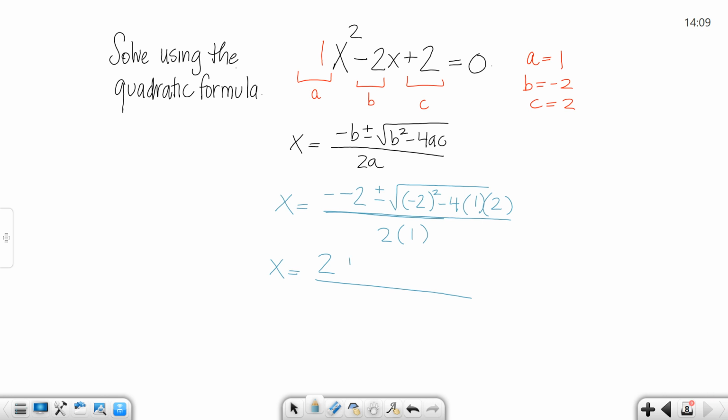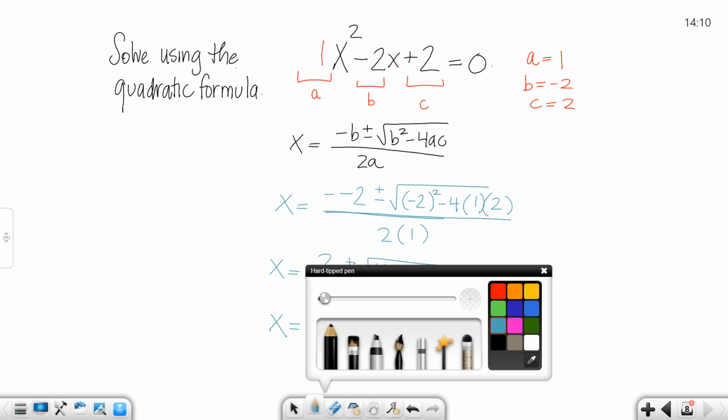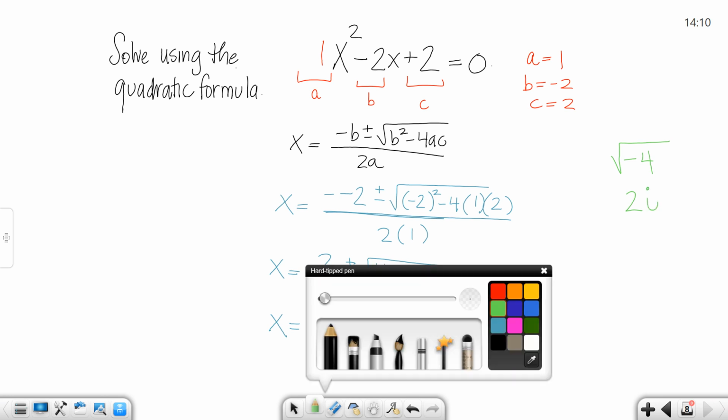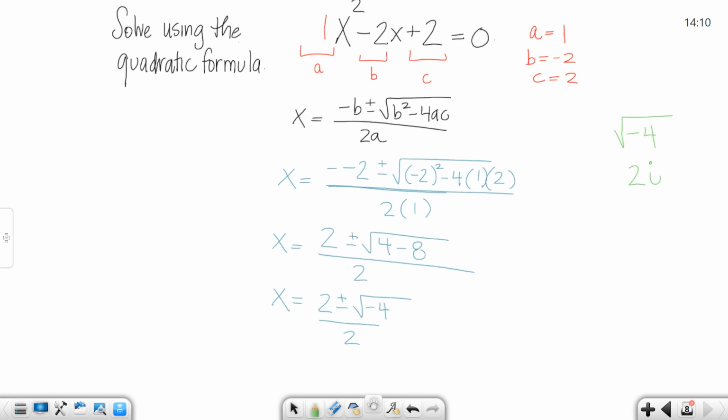Two negatives make a positive 2. This would be 4 minus 8 all over 2. Okay, 4 minus 8 is actually a negative 4 over 2. Now, let's go over here to the side for just a second. In this problem, I'm asking you to simplify the square root of negative 4. Well, it's a square root of a negative, so we know it's going to be an i value. This would actually be 2i.